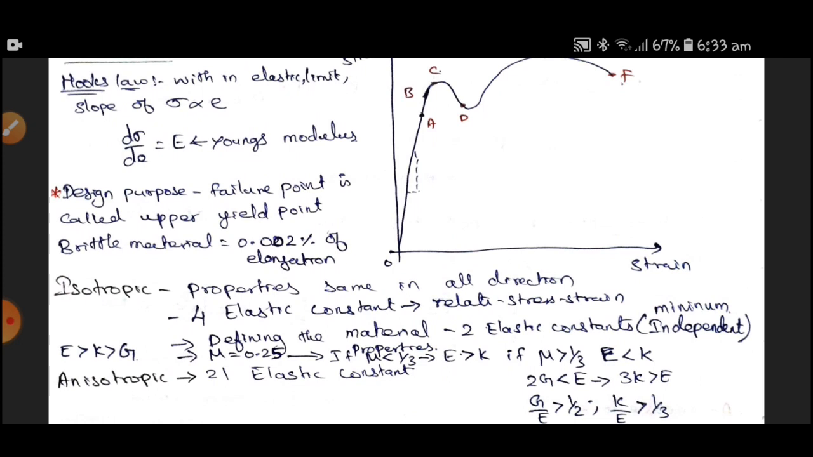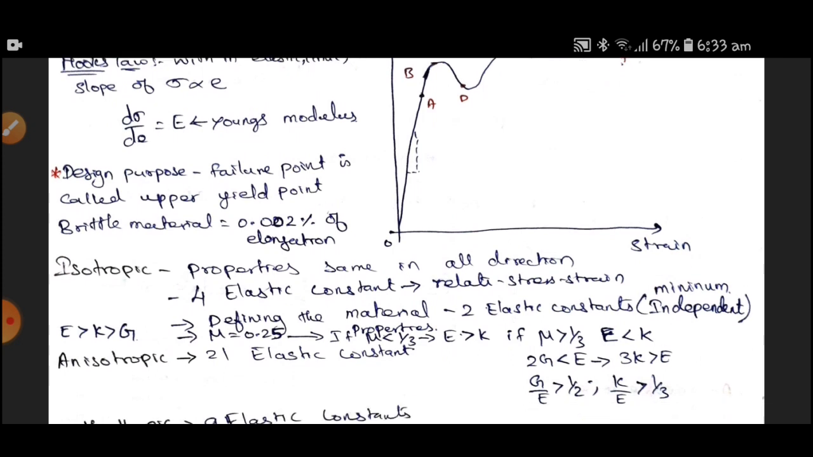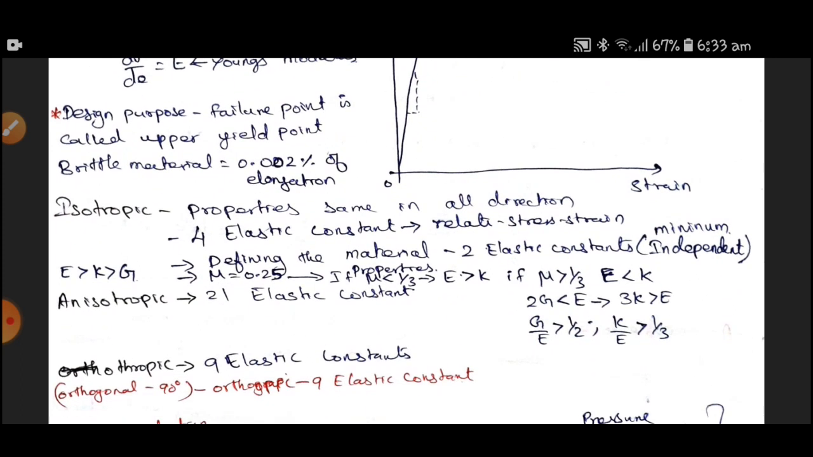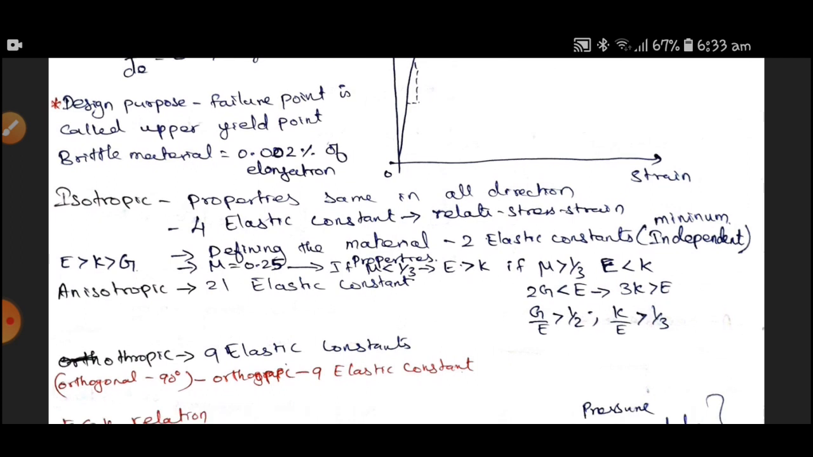Next, we are going to see three types of materials. One is the isotropic material. Isotropic means the property is the same in all directions, and four elastic constants are required to relate the stress strain relationship. The four elastic constants are Young's modulus, bulk modulus, rigidity modulus, and Poisson ratio. To define the material, a minimum of two independent elastic constants is enough.